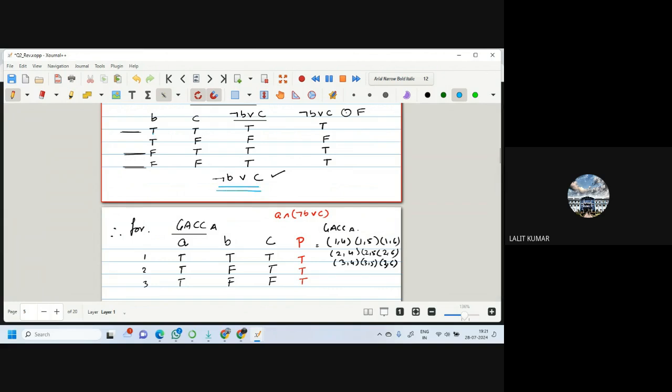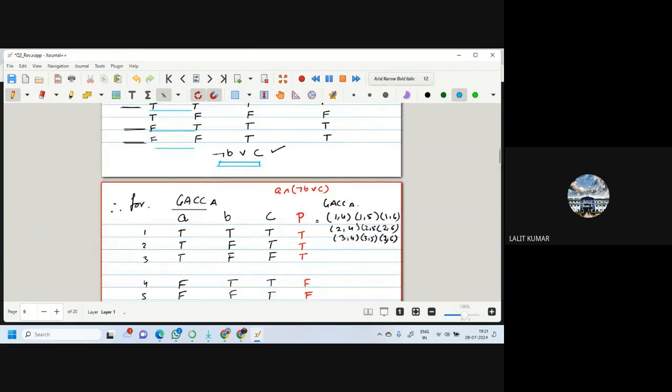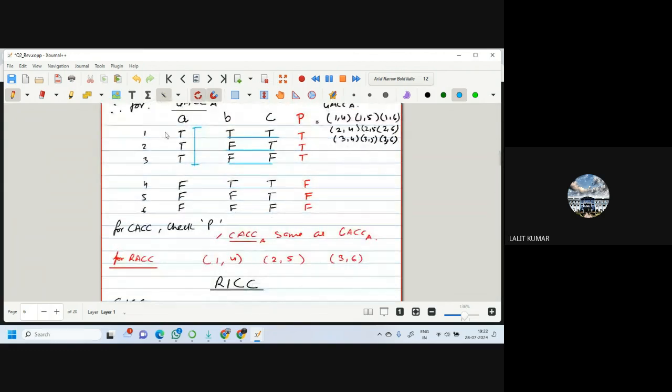You don't even have to remember this. If you are not getting this, for example, just take these values: TT, FT, FF. You just write here TT, FT, FF, make A true, make A false, and you will get GACC. So again here you will get 9 conditions.